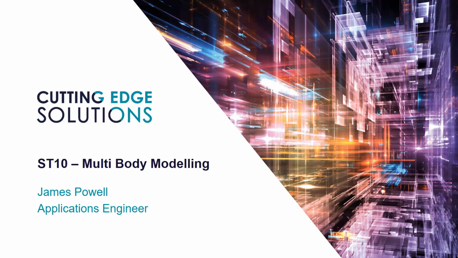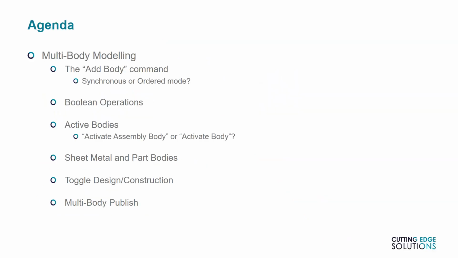In this episode, I'll show you how to use the multi-body modeling tools to generate an assembly while still in the part environment. First, I'll explain how to create a multi-body model and show the main available Boolean operations. I'll also discuss active bodies, how to create a part containing both part and sheet metal bodies, the difference between design and construction bodies, and finally, how to publish a full assembly and draft file from the finished part.